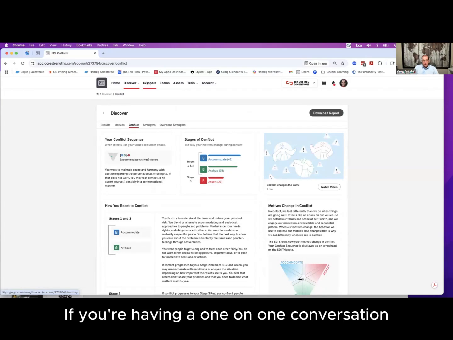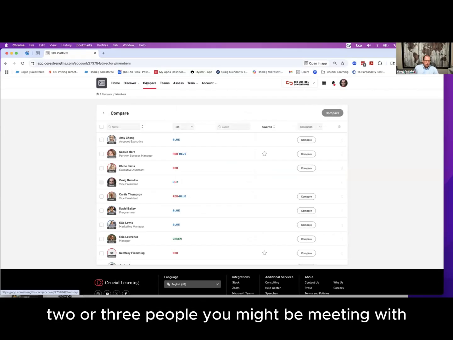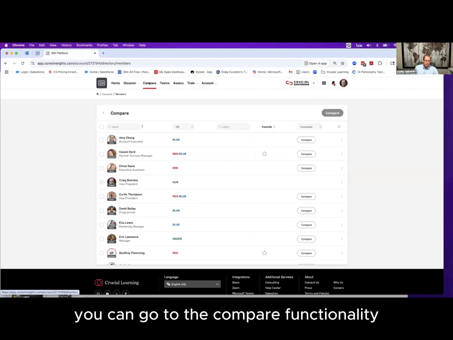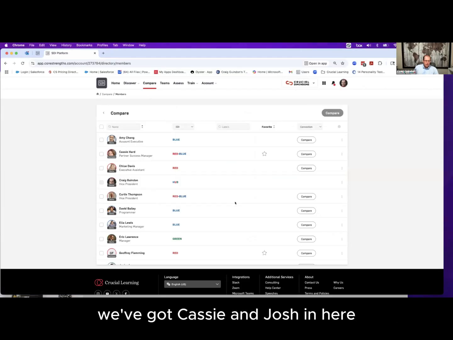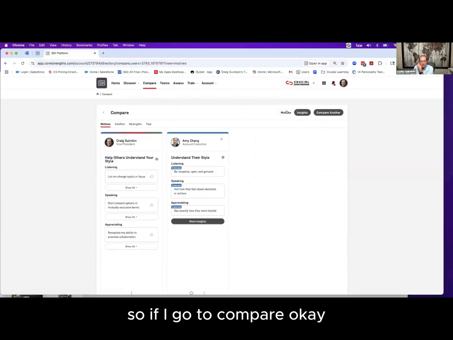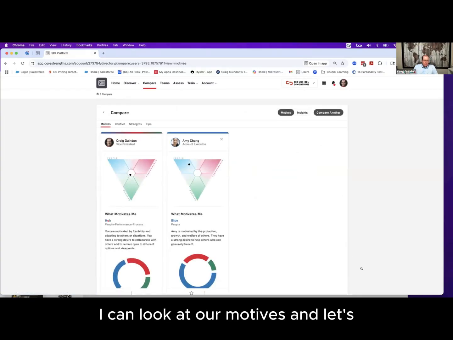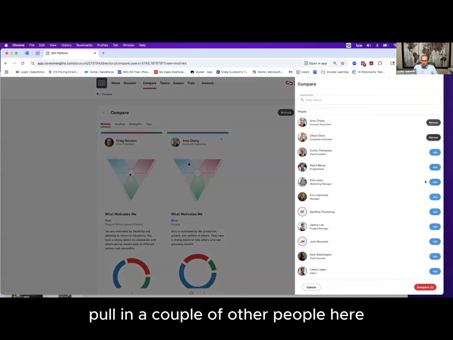If you're having a one-on-one conversation with individuals, maybe it's your weekly one-on-one, or you've got two or three people you might be meeting with, you can go to the compare functionality. And in here, you can see these demo characters. We've got Cassie and Josh in here. So if I go to compare, okay, I can look at our motives, and let's pull in a couple of other people here.